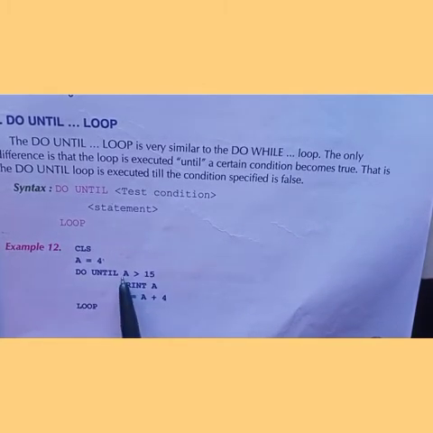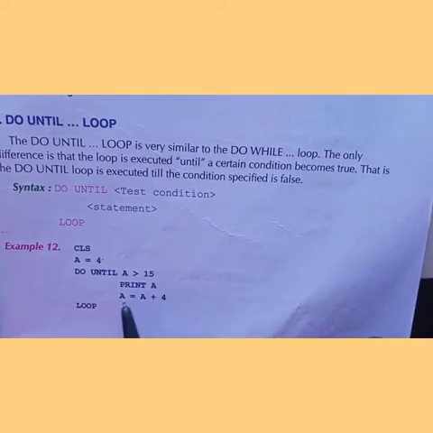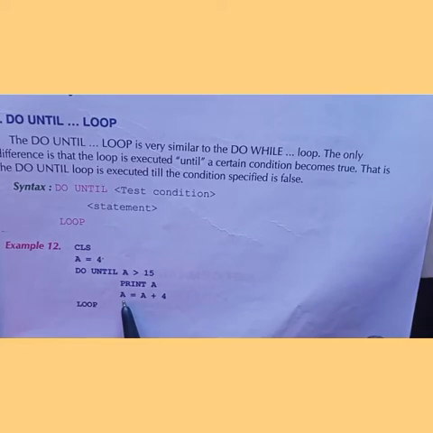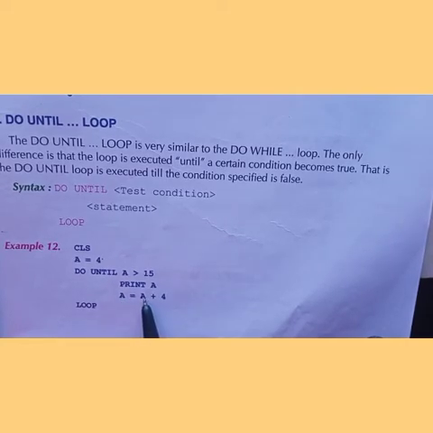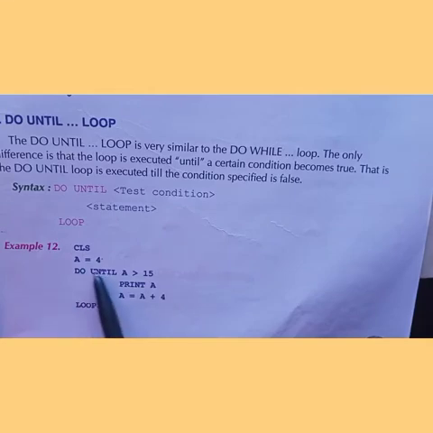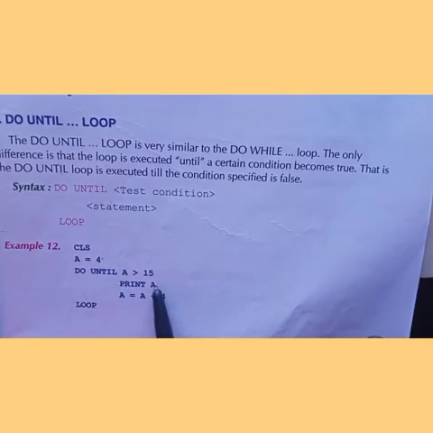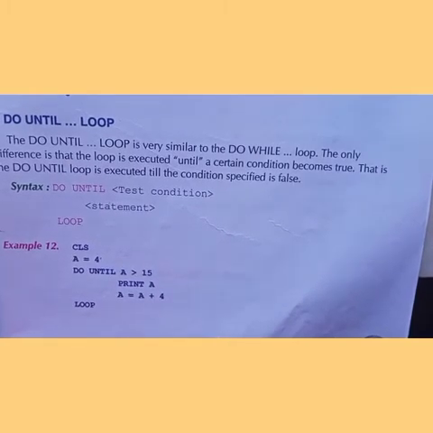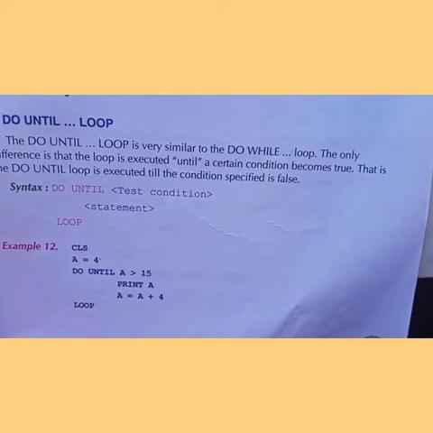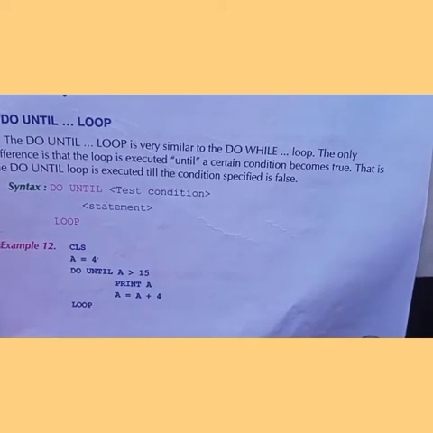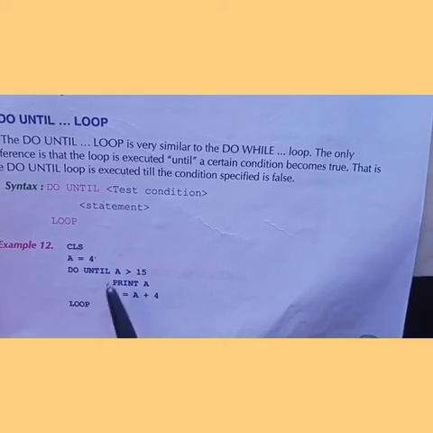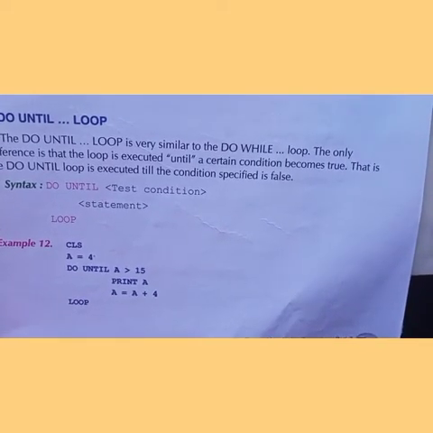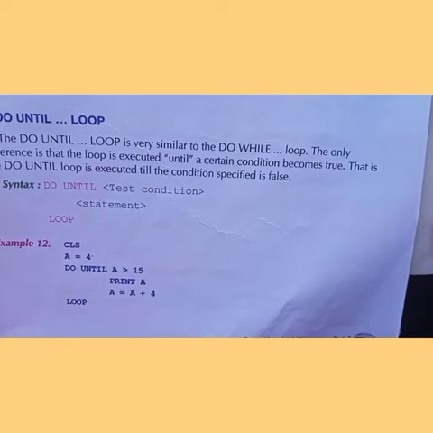What has to be done? The value of A is to be printed. Print A. After this, the value of A is to be increased by how much? By 4. A equals A plus 4, and the loop has to be executed till this condition is false. Till you are getting the values which are greater than 15, as soon as the value of A becomes greater than 15, the execution will stop itself.